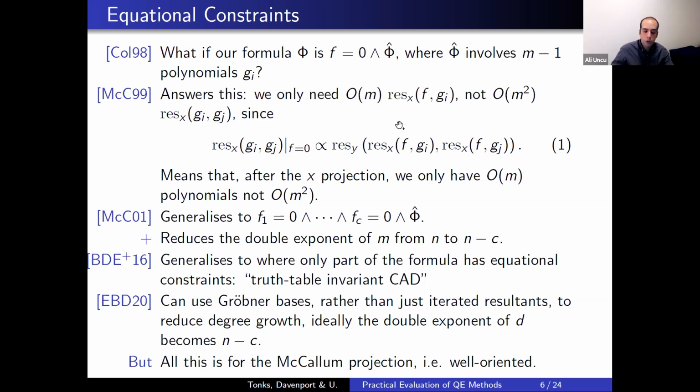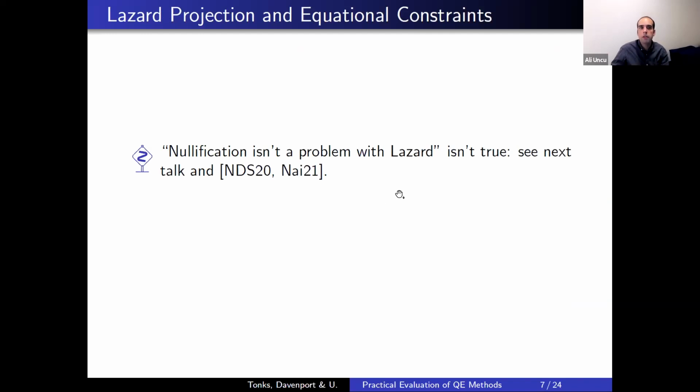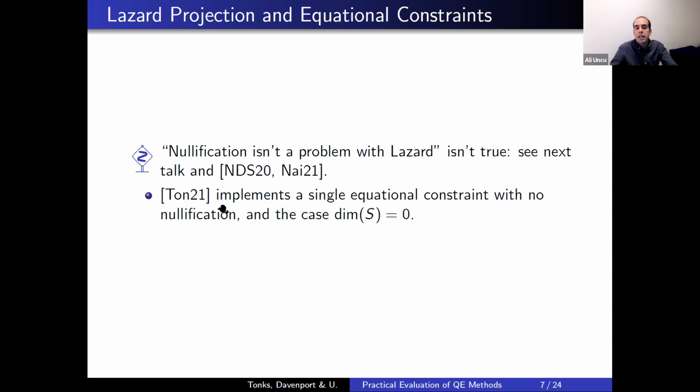And to advertise the following talk, we should say this. Sometimes we can think that nullification is not a problem in Lazard projection, but that is not true. To see examples of that and how to deal with it, please wait for Akshar's talk, which is the next talk in this session. And as I was saying, in Zach's implementation of quantifier elimination, he implements a single equational constraint with no nullification, when the variety where the polynomial vanishes is of dimension 0.